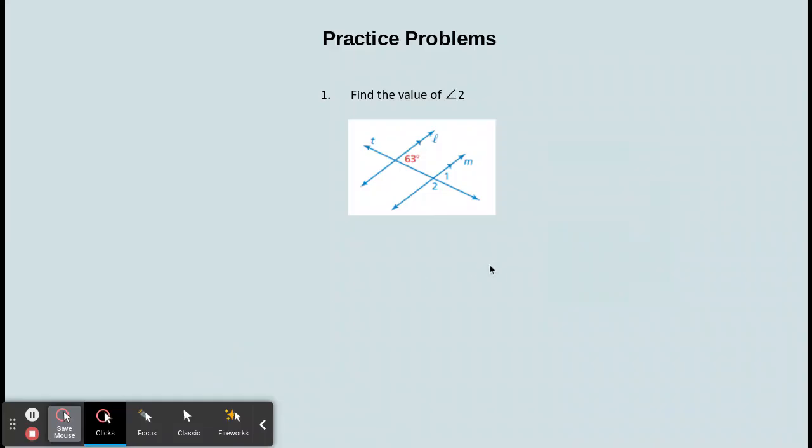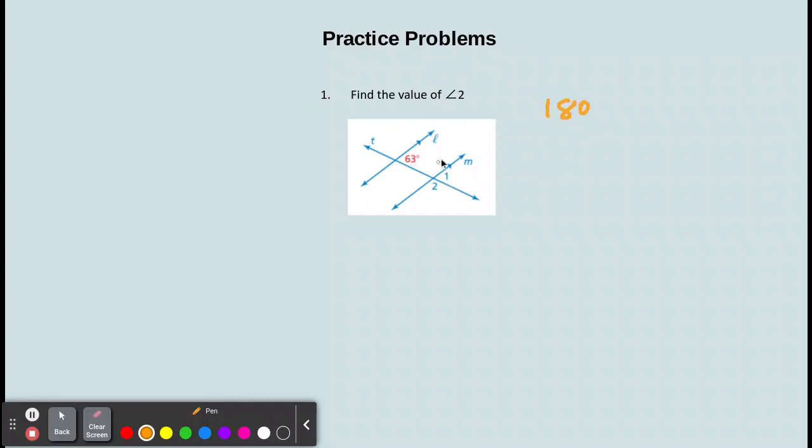Okay, some little hints on practice problems. Find the value of angle 2. Okay, so when we look at this one, we know that angle 1 and angle 2 both add up to be what? 180 degrees. We know that angle 1 and 63 degrees, those are corresponding angles. And corresponding angles are equal. So we know angle 1 is then 63 degrees. So now you can find angle 2.